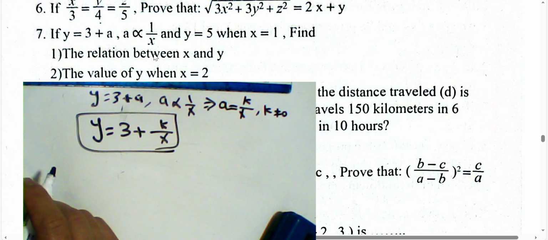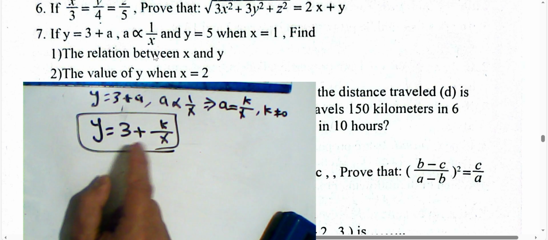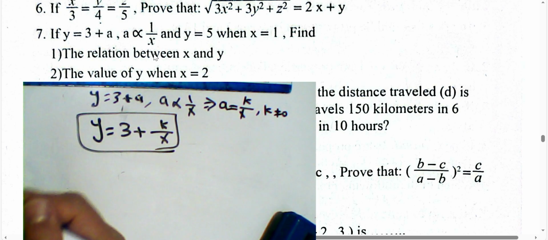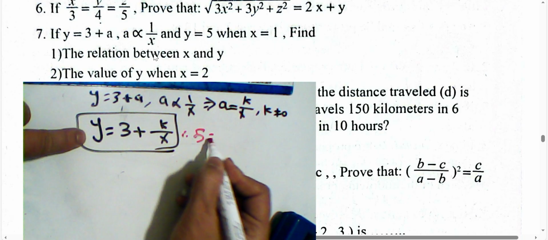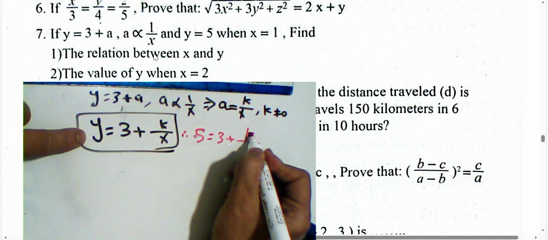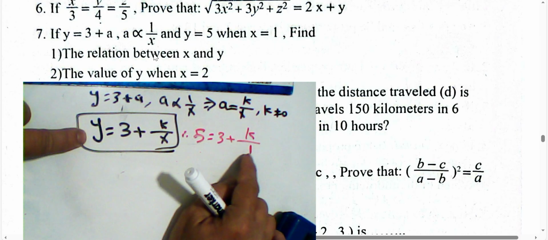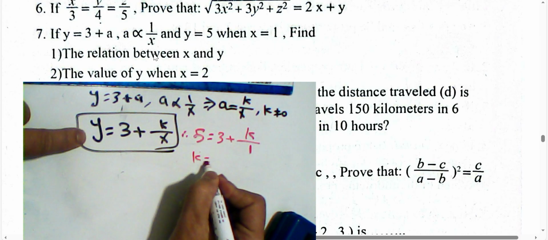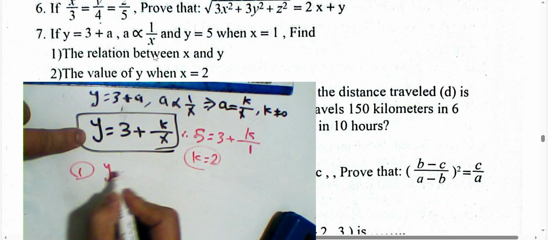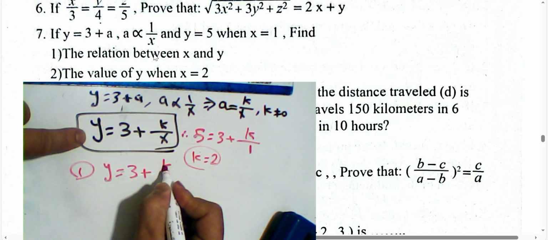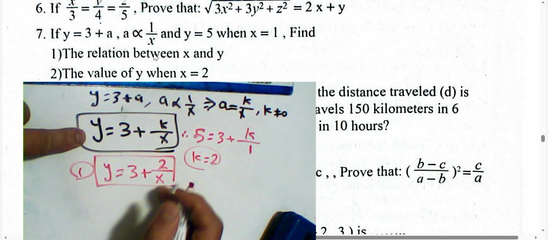It's the value of y. When y equals 5 and x equals 1, we can find the constant here. Put x equal 1 and y equal 5. Then 5 is equivalent to 3 plus k over the value of x, 1. Okay, then k will be equal to 2. The relation number 1 between x and y will be y equals 3 plus k, cancel k and write 2 over x. It's the relation between y and x.